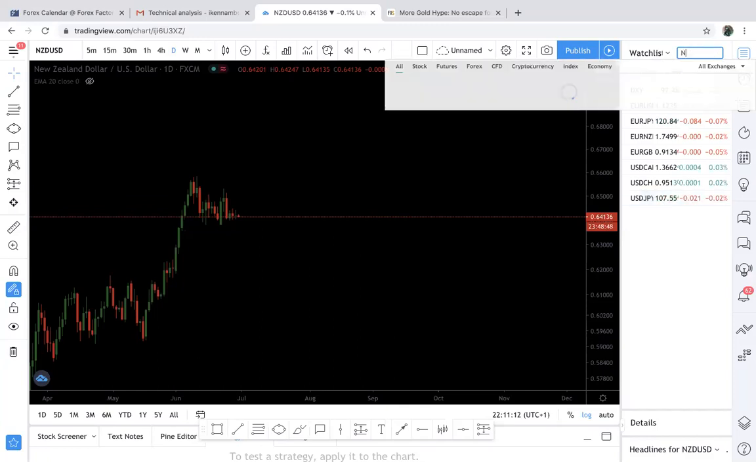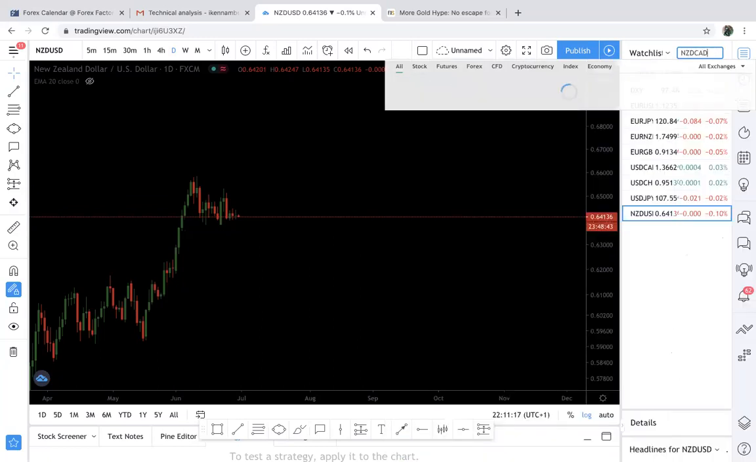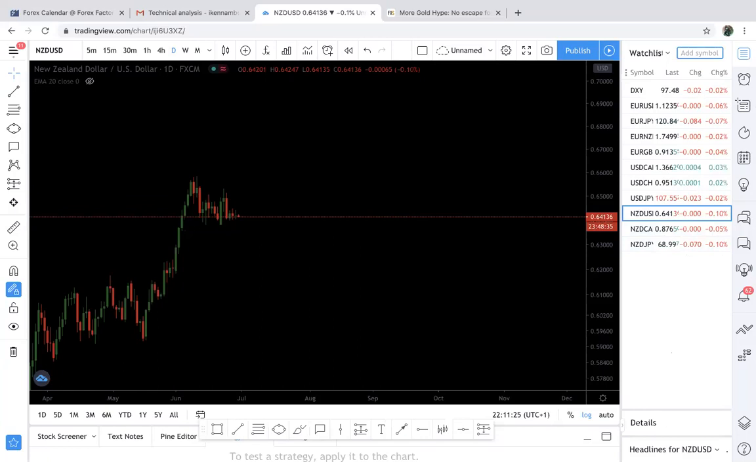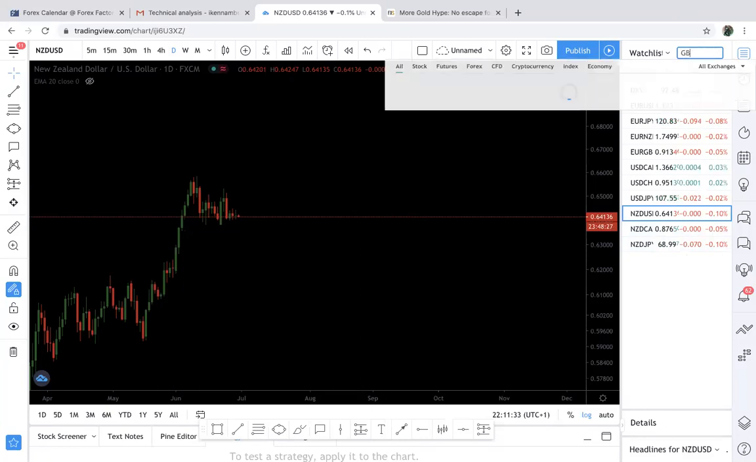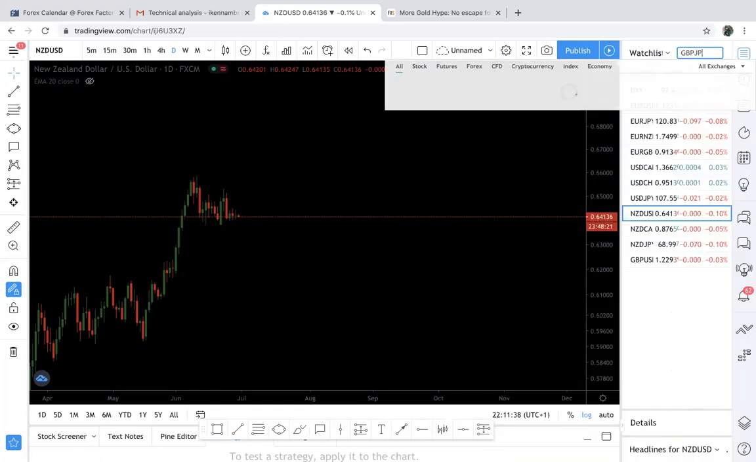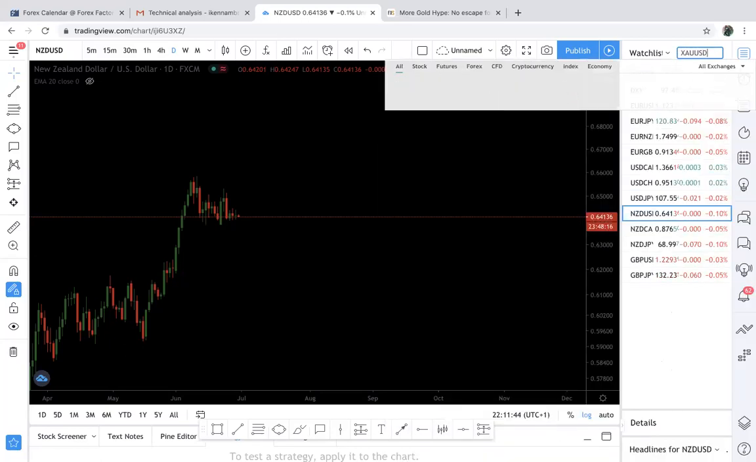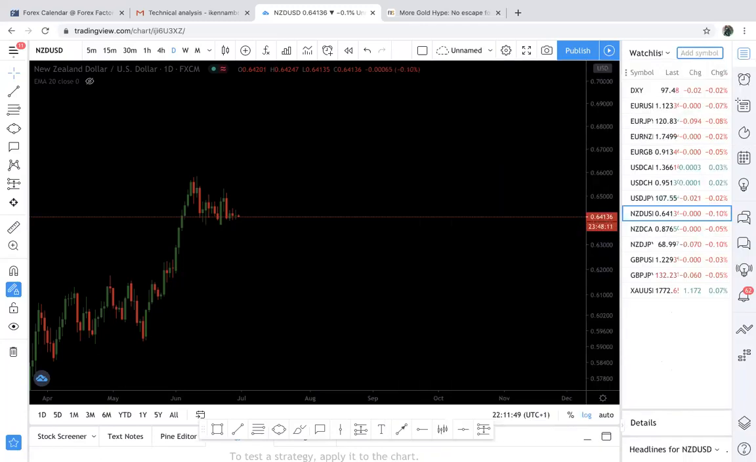and NZD/USD, NZD/CAD, NZD/JPY. AUD/USD. No, not really. We don't need that because we have NZD/USD already. Nothing on AUD. And that's the Euro, and then GBP/USD and GBP/JPY. Okay, so let's check on gold also, and also NAS 100 and US oil.